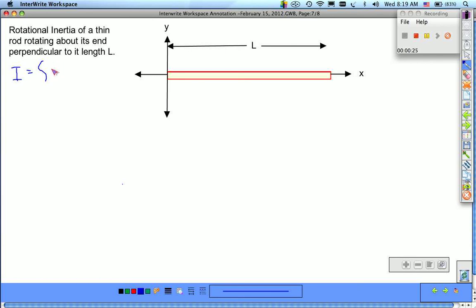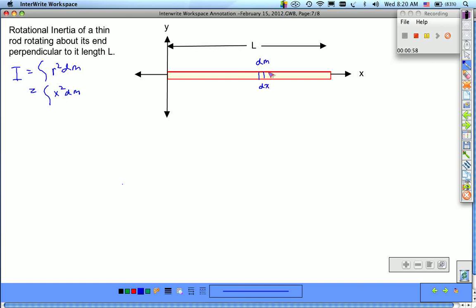So I is equal to the integral of r squared dm, and since our rod is laid out along the x-axis, we're really going to take the integral of x squared dm. To get started, I'm going to take a little slice of rod, a little width, and I call that dx. That's a differential length of x. Contained in that differential length is a certain amount of mass, and we'll call that dm.